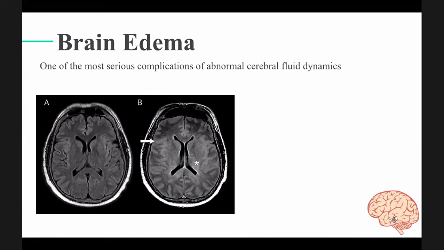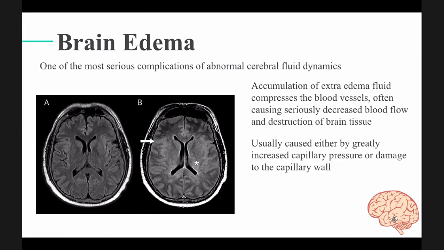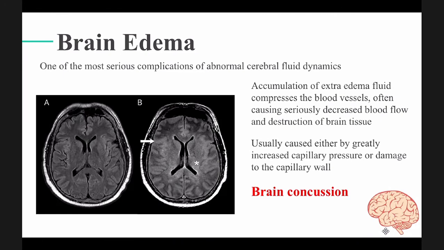Okay. So one of the most serious complications of abnormal cerebral fluid dynamics is brain edema. If you have brain edema, it would greatly affect the consciousness of the patient. Accumulation of the extra edema fluid compresses the blood vessels, often causing seriously decreased blood flow and destruction of brain tissue, usually caused either by greatly increased capillary pressure or damage to the capillary wall. If there is brain edema, there's a vicious cycle, and brain edema is commonly caused by brain concussion.